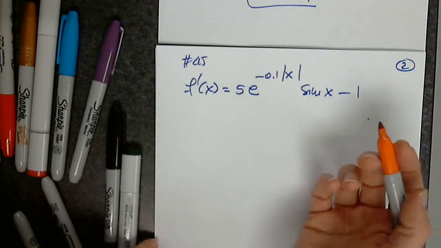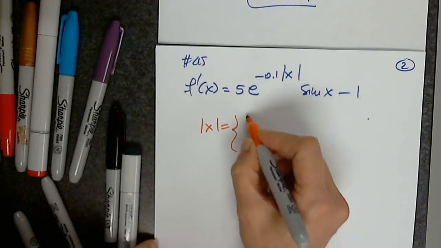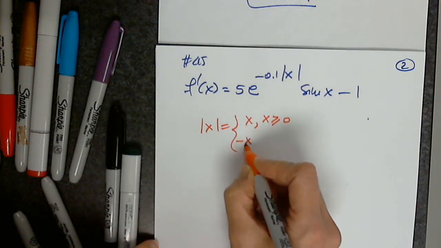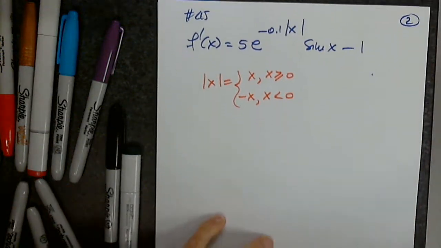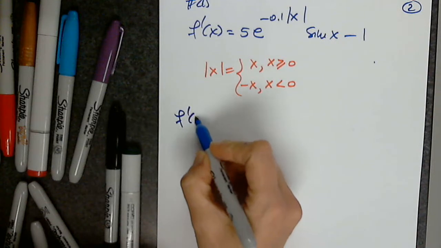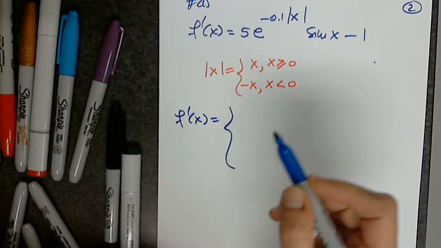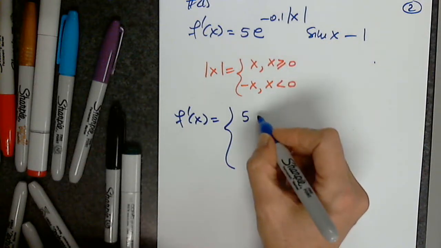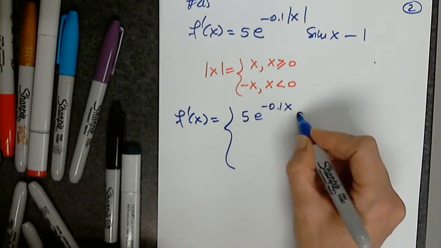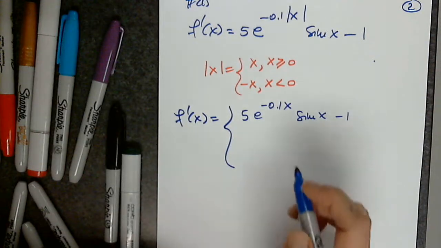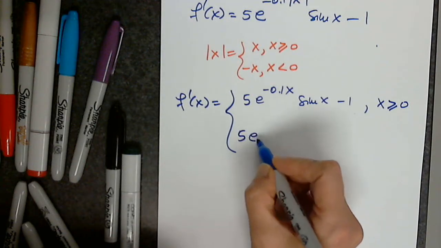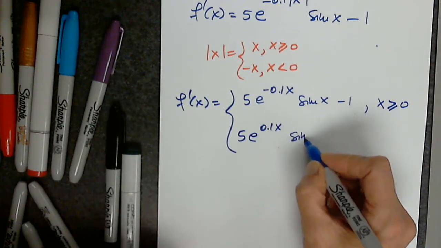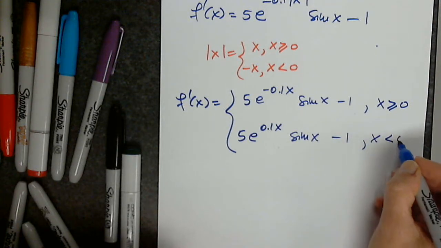But I still would like to see both options. So the absolute value of x, I know, is x for x greater than or equal to 0. It's negative x for x less than 0. Would you agree with this? Therefore, I will have two options for the derivative. We are given a derivative. So then f prime of x is two options: 5 e to negative 0.1x times sine x minus 1 for x greater than or equal to 0, and the other option would be 5 e to 0.1x times sine x minus 1 for x less than 0.